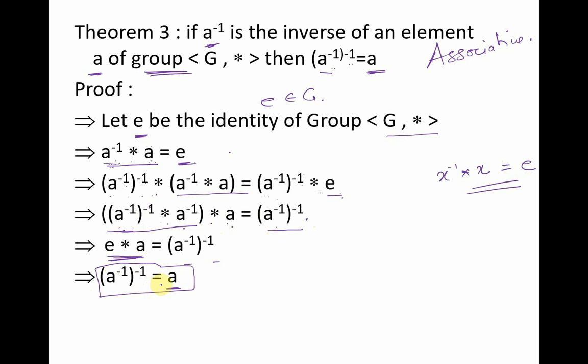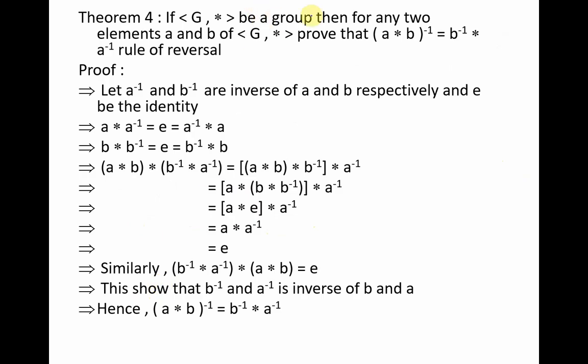Let's take the next theorem. If G is a group, for any two elements A and B of G, (A star B) inverse is equal to B inverse star A inverse. This is the rule of reversal. Now let us see how to prove it.